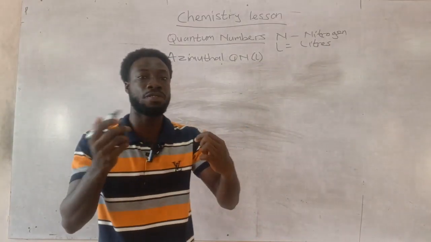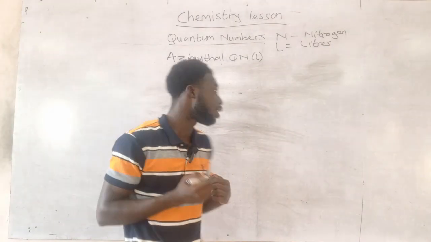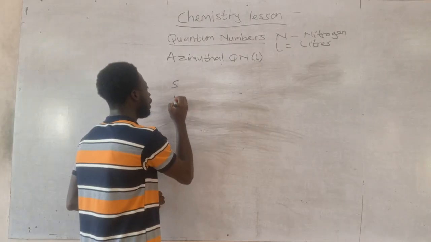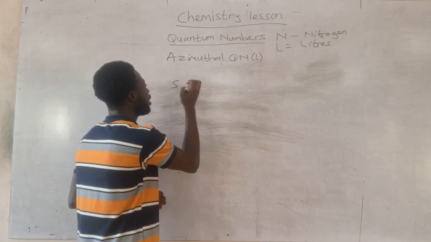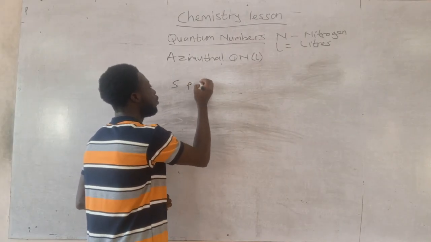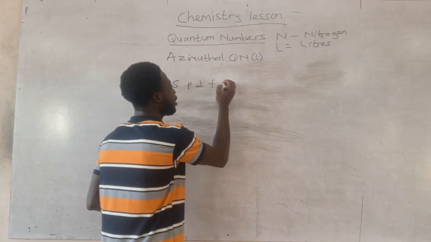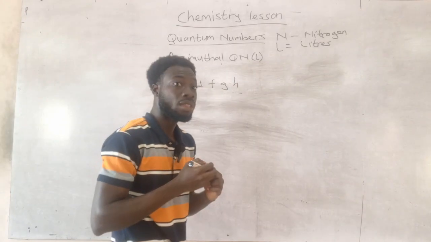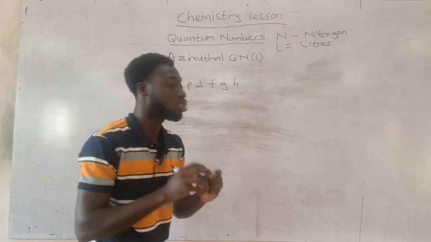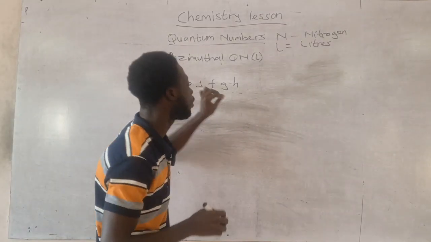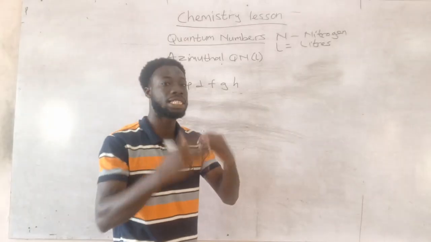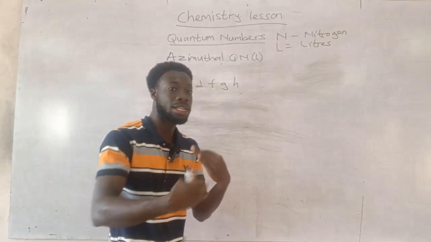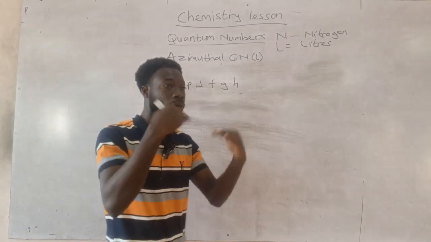And what are the shapes of the orbitals that we are talking about? We have the s orbital, the p orbital, the d orbital, the f orbital, the g orbital and the h orbital. But in most cases, we only look up to the f orbital, because sometimes questions are set only up to the f orbital. But as I'm explaining, you have to add the rest of the orbitals.